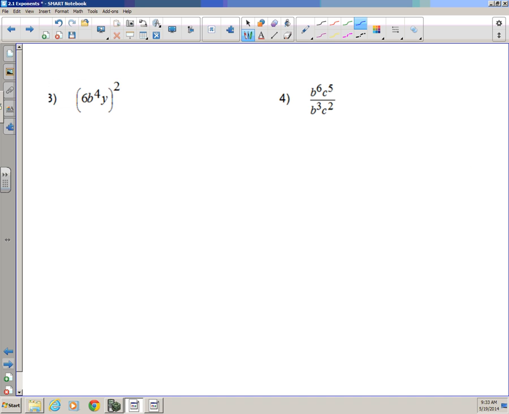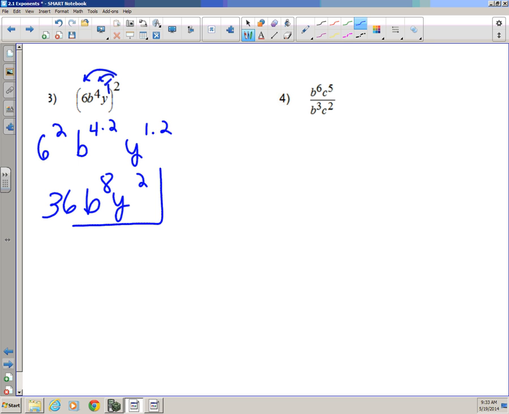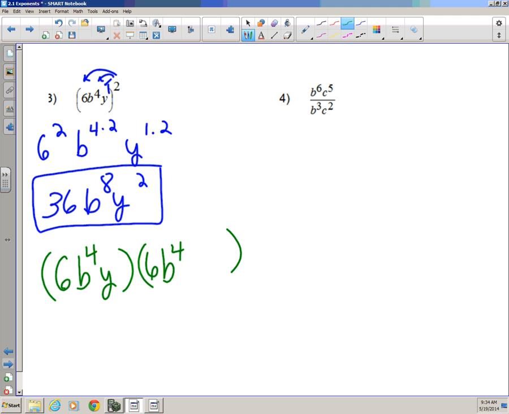When I look at number 3, I can totally distribute the powers, but you need to realize it becomes 6 squared, b to the 4 times 2, and y to the 1 times 2. That becomes 36b to the 8th y squared. What I probably would prefer to see you guys do is say, you know what, I've got 2 parentheses. Each of them has 6b4y, which means 6 times 6, 36. B4, B4, B8, Y1, Y1, Y2.